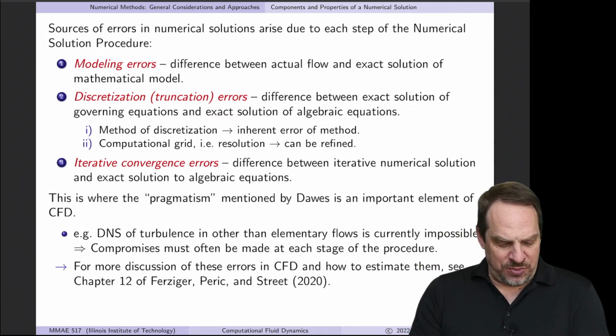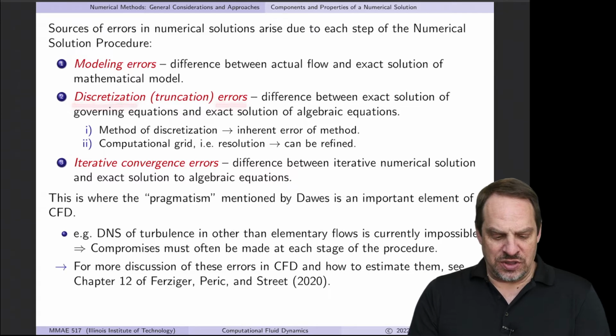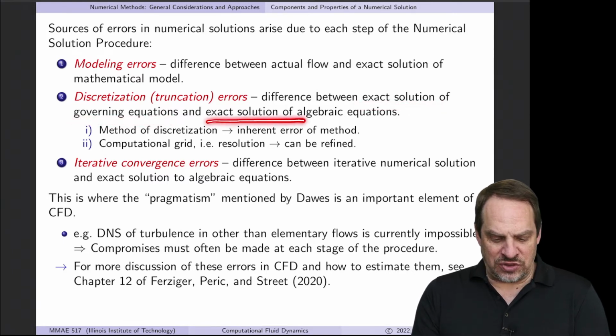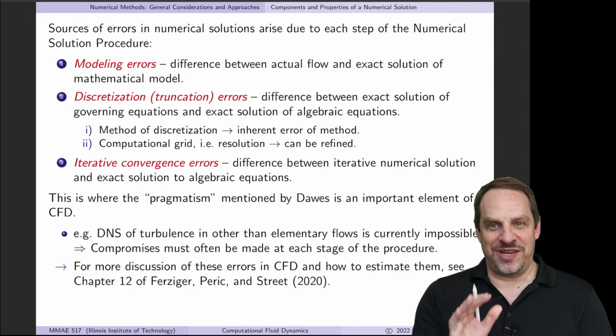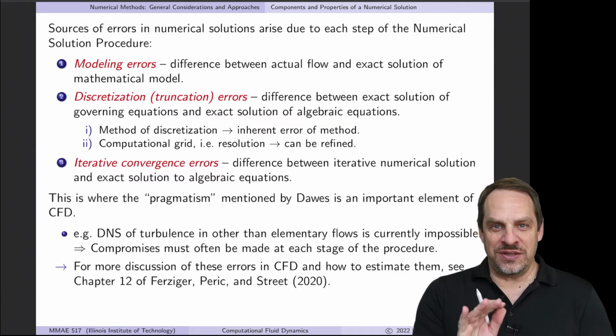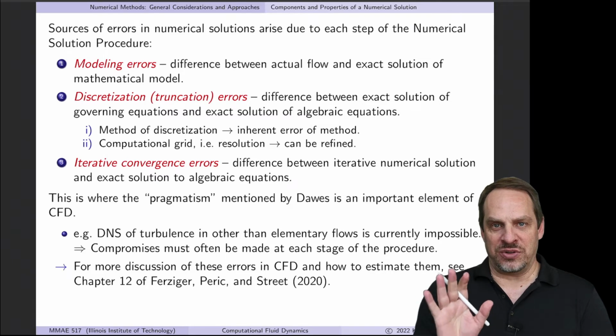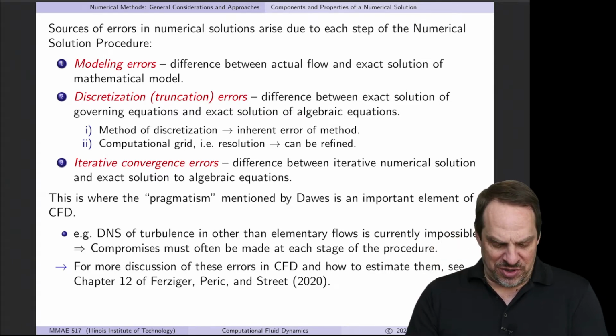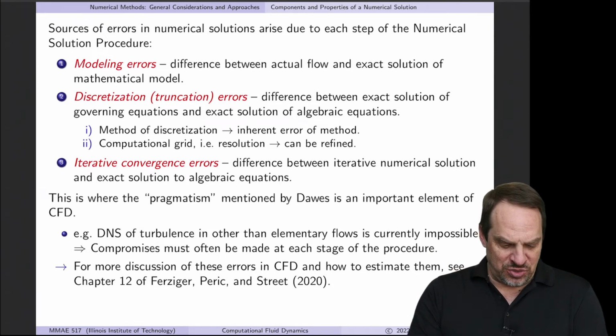Then the second step, we get discretization errors, and there's two contributions there. This is the difference between the exact solution of the governing equations and the exact solution of the algebraic equations. Now again, we don't have either. If we had the exact solution of the mathematical model, we wouldn't need to get the numerical solution at all. So we don't have these, but conceptually that's what it represents. And again, there's two contributions.